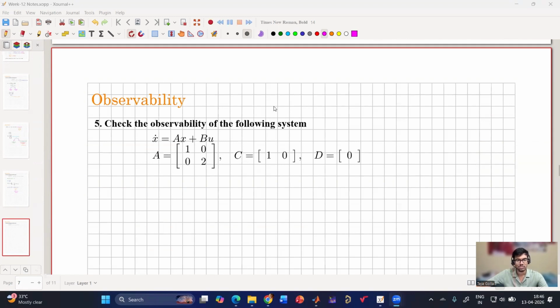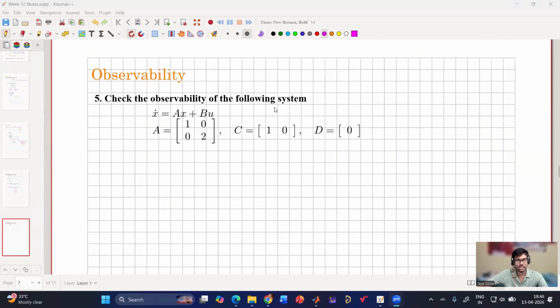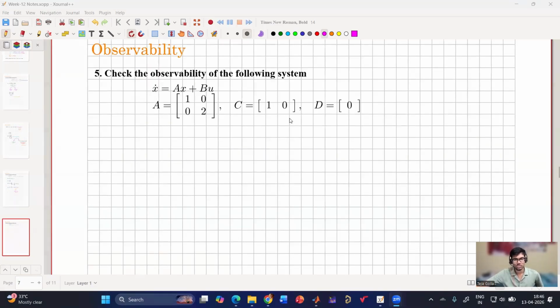Okay, so in this case, we have A, C, D, because B is not needed. I have not given B in this question. A and C and D are given. D is 0, so output is not related to input. We have to check the observability matrix, C as well as CA. So the observability matrix O is C as well as CA.